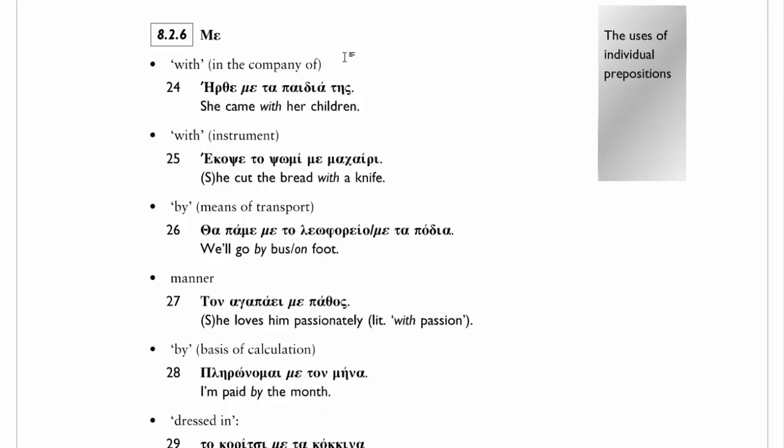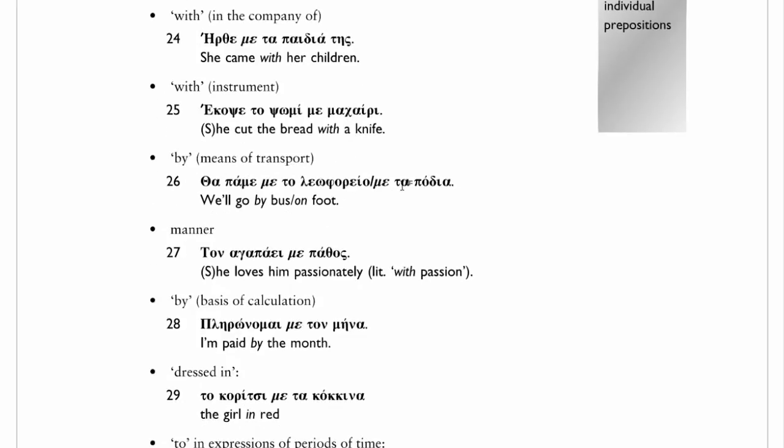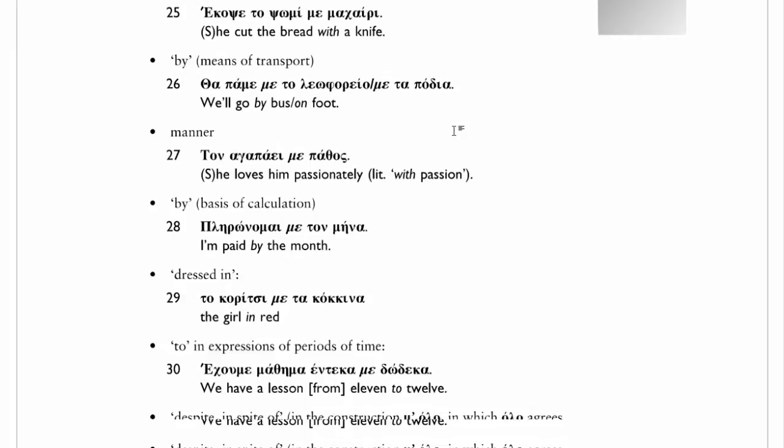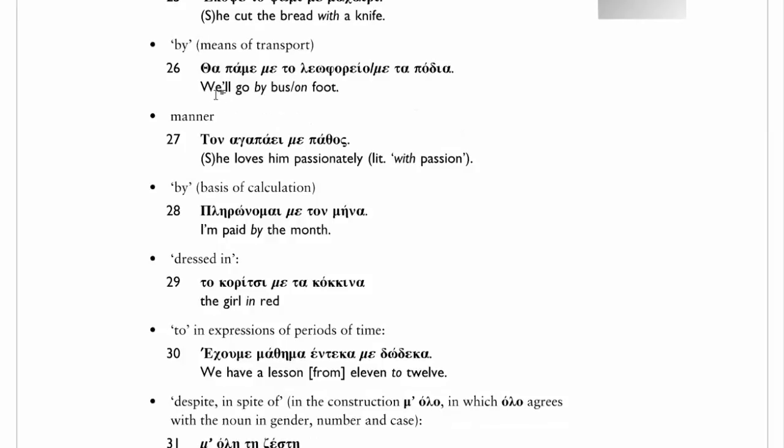Με, with, in the company of. Ήρθε με τα παιδιά της. She came with her children. With, instrument. Έκοψε το ψωμί με μαχαίρι. She cut the bread with a knife. By means of transportation. Θα πάμε με το λεωφορείο ή με τα πόδια. We'll go by bus or on foot.